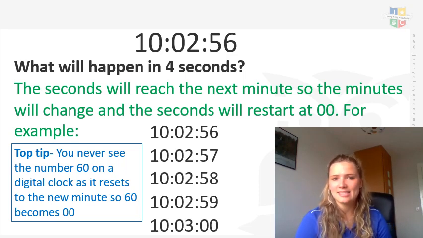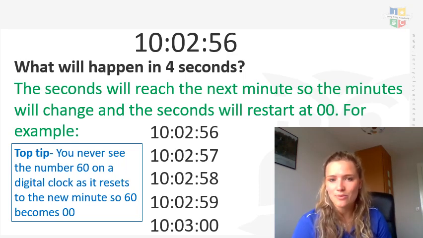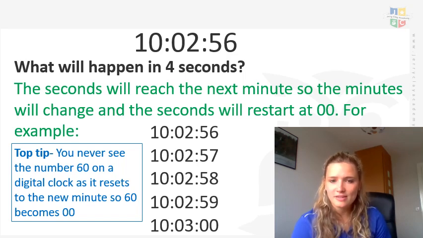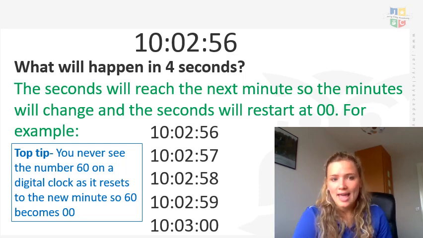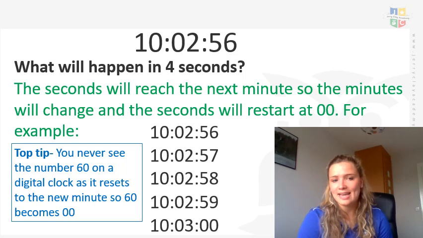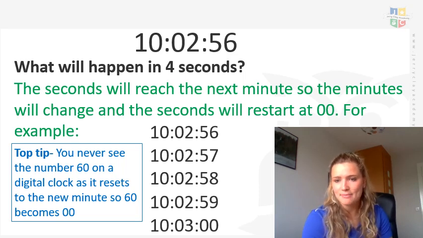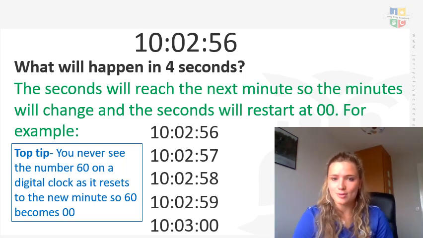So if we started at 2 minutes past 10 with 56 seconds, 56 will become 57, 58, 59. However, top tip, you never see the number 60 on a digital clock, because as soon as it hits 60 seconds or 60 minutes, it changes to 00.